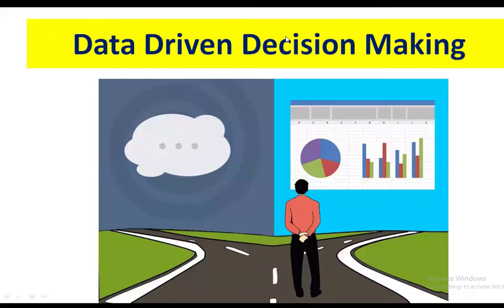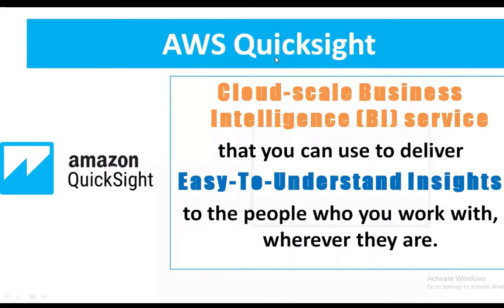We'll be seeing data-driven decision making. All these tools like QuickSight or Microsoft Power BI, QuickSight is very similar to Microsoft Power BI. These tools are very helpful for business intelligence. You can directly see the data and visualize it, and based on that you can make better decisions. You can even apply machine learning algorithms as well. We are going to use AWS QuickSight. AWS QuickSight is a cloud-scale business intelligence service.